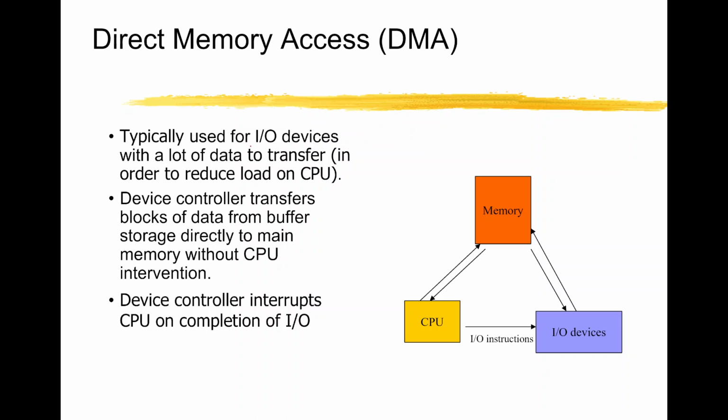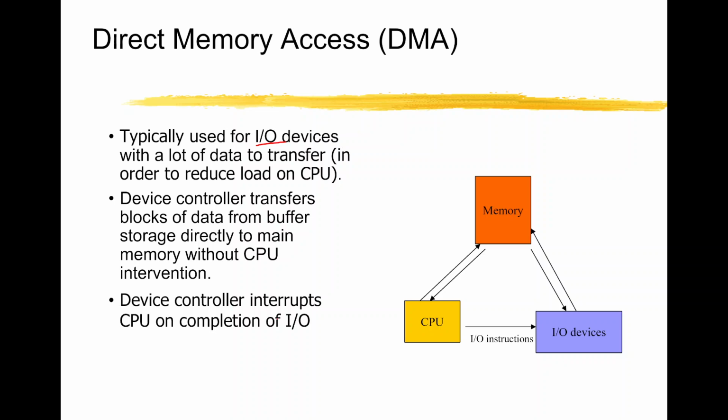One of the ways that helps the computer system function well is direct memory access. That way, the main memory doesn't always need help from the CPU. Direct memory access, DMA, is typically used for input-output devices with a lot of data to transfer, in order to reduce the load on the CPU. The device controller transfers blocks of data from buffer storage directly to the main memory without the CPU's intervention.